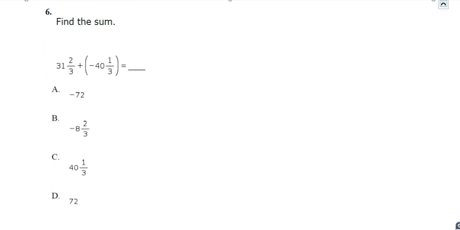So now we want to find the sum of these mixed numbers: 33 and 2/3 plus negative 40 and 1/3. Well, this one is actually pretty easy. You could leave these as mixed numbers, but you probably should go ahead and rewrite them as improper fractions, just because you're dealing with negatives now, and that can be a little tricky. So we're going to rewrite these as 31 2/3 plus negative 40 and 1/3.